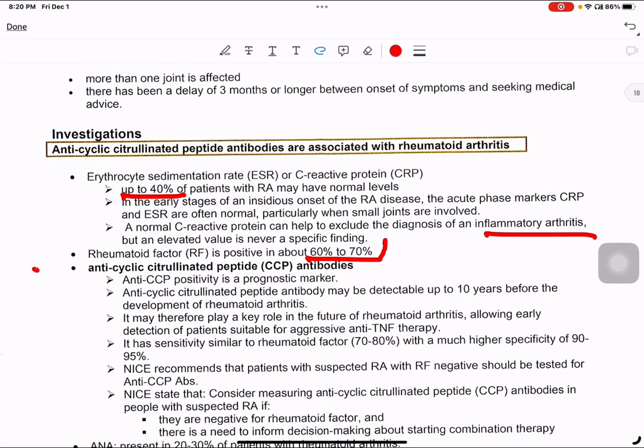Now a few points about anti-CCP. Positive anti-CCP is a prognostic marker. Anti-CCP may be detectable up to 10 years before development of rheumatoid arthritis. It may therefore play a role in the future of rheumatoid arthritis, as it allows early detection. It has sensitivity similar to rheumatoid factor, 70 to 80%, with higher specificity, 90 to 95%.